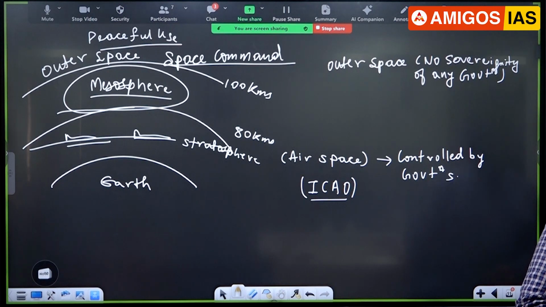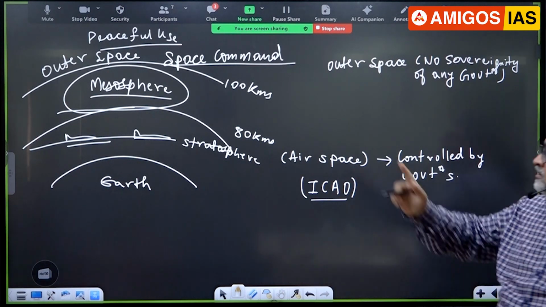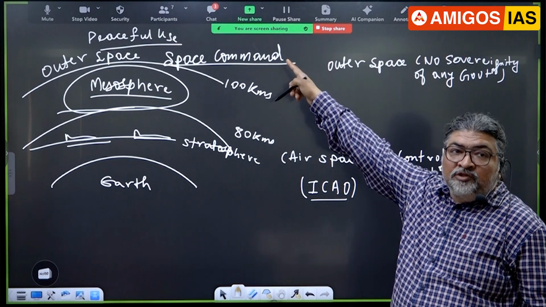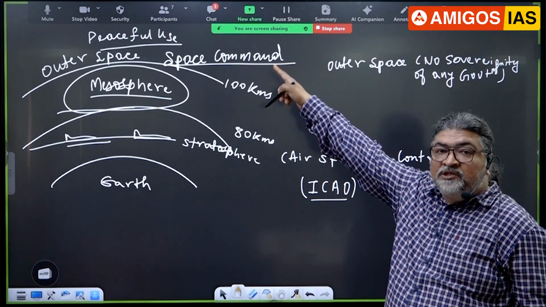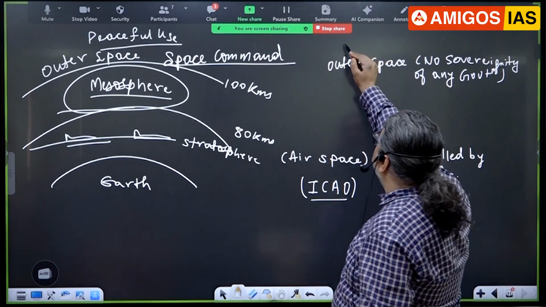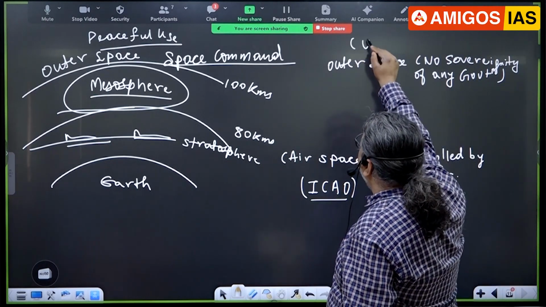Are you able to understand? Civil aviation. And here, outer space. Where is outer space? After 100 kilometers. So which body controls outer space for peaceful purposes? There is a body called UNOOSA.